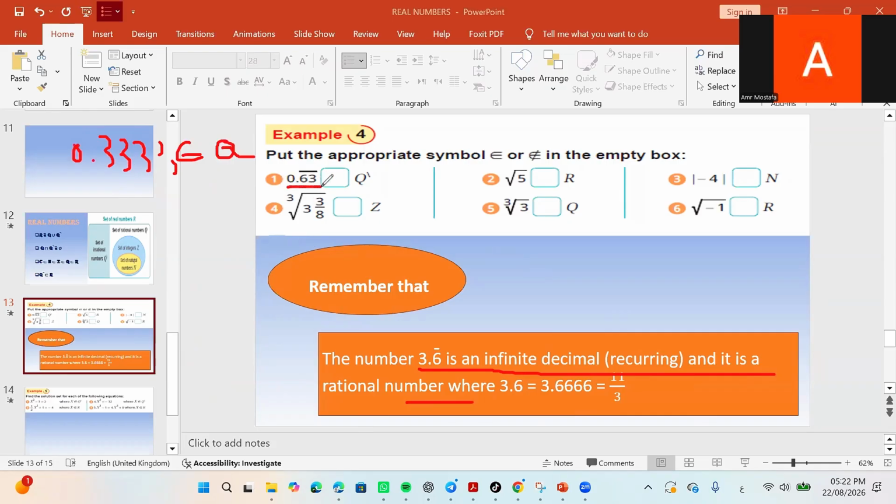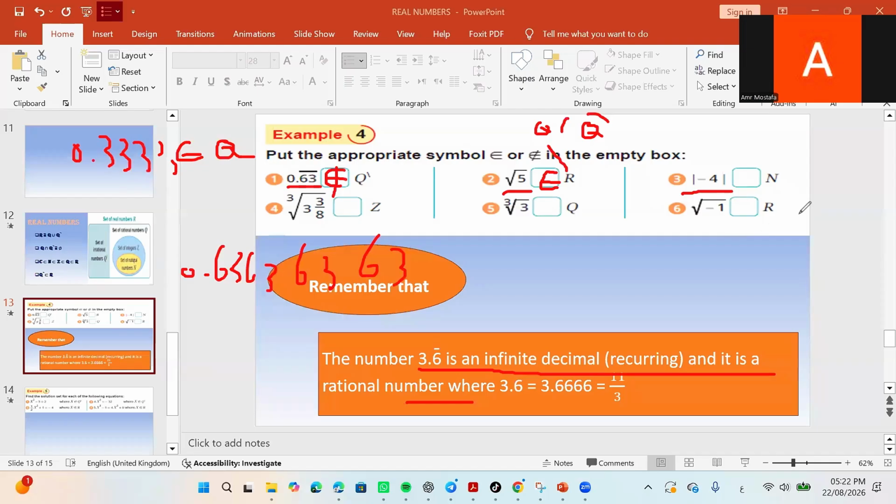So 0.63 recurring means 0.63636363 and so on. Does it belong to Q dash? No, it doesn't belong to Q dash. It belongs to Q. Root 5, does it belong to R or not? Anyone know? Yes, it belongs. Why? Because R includes Q and Q dash, and root 5 belongs to Q dash, and Q dash is a subset of R.